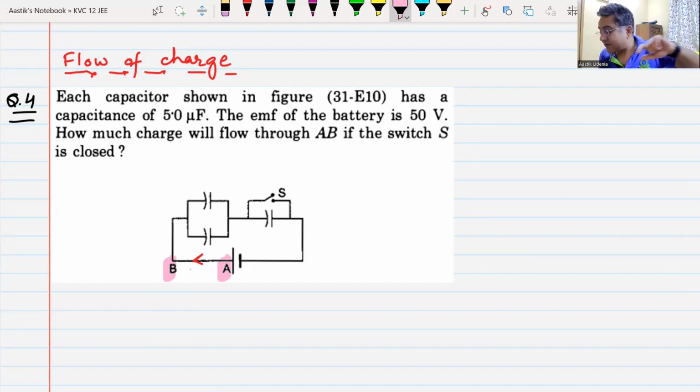So the EMF of the battery is 50 volt. How much charge will flow through AB if the switch is closed? So initially the switch is open. Now the switch is closed. How much charge has flown? You will get, this is 100, sir. You have 2 minutes to solve this question and let me know the answer.